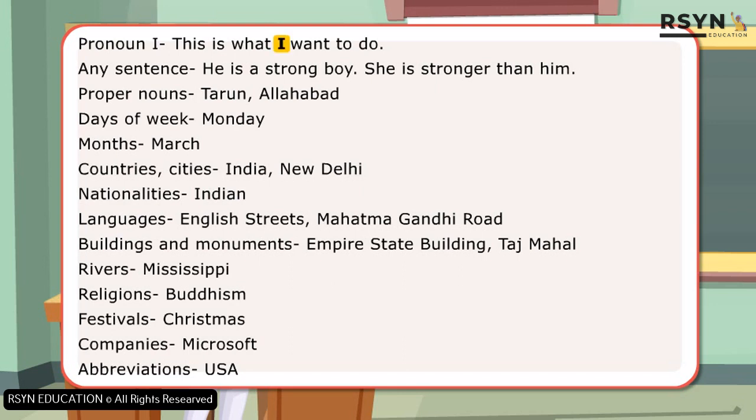Pronoun I. This is what I want to do. The first letter of any sentence. He is a strong boy. She is stronger than him.